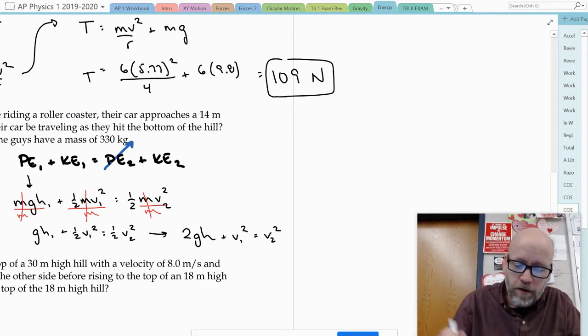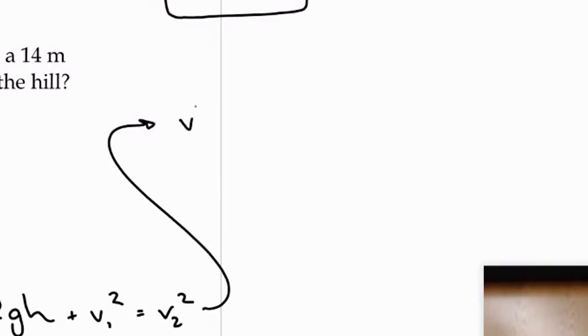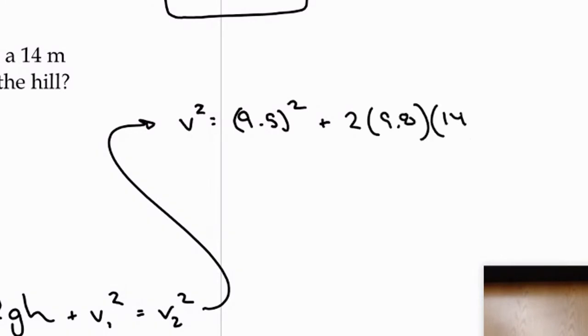Now, if you saw that, awesome. Let's wrap this baby up. So V squared equals 9.5 squared plus 2 times 9.8 times 14. Now, I better take the square root of that after. And yes, I changed the order around a bit. You got this.